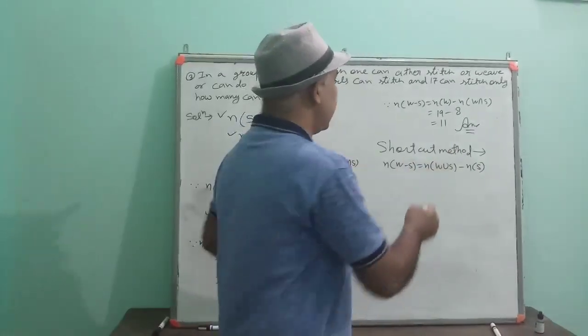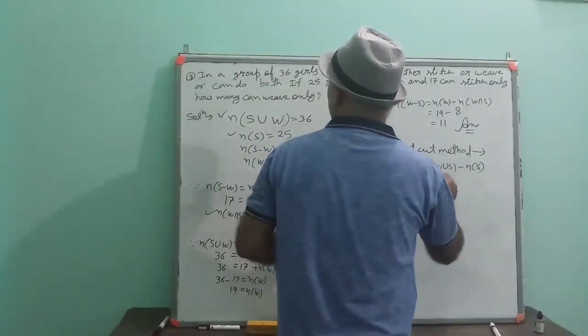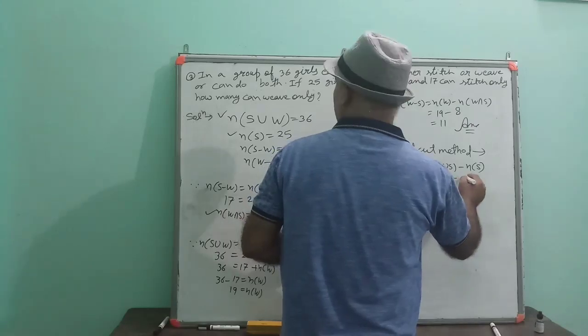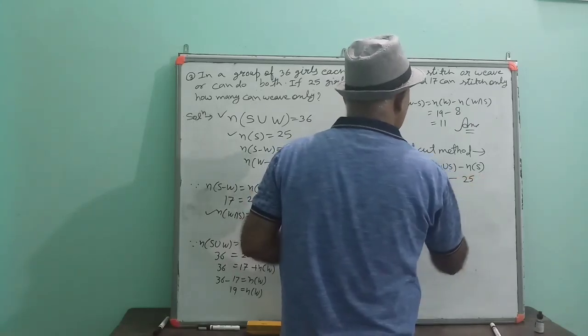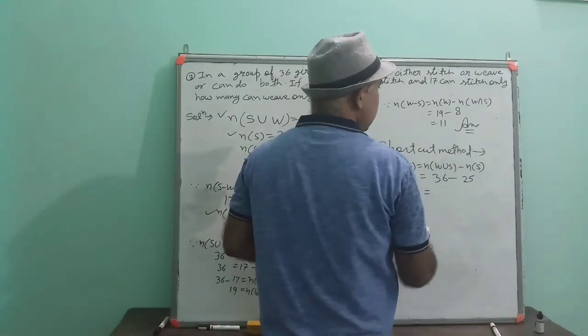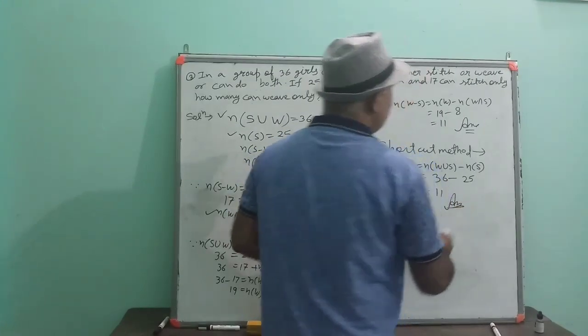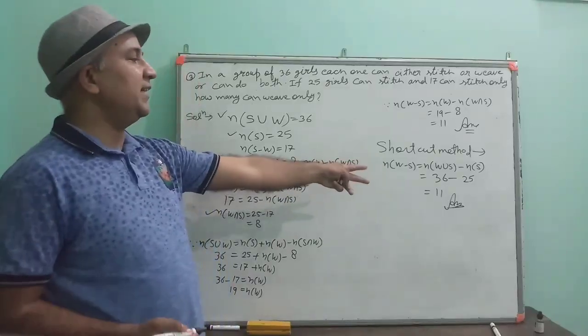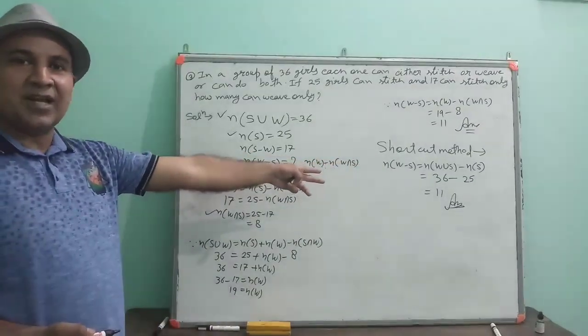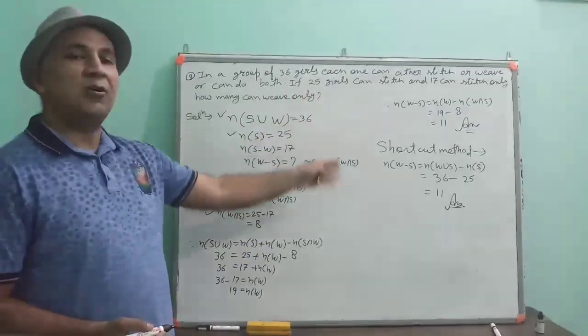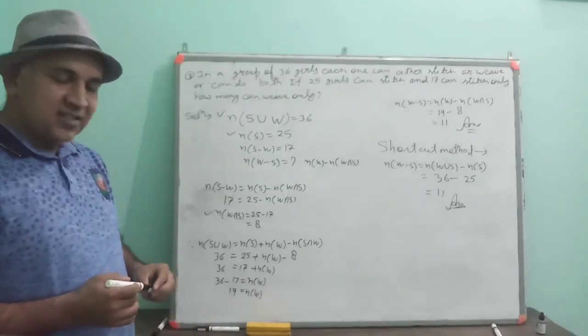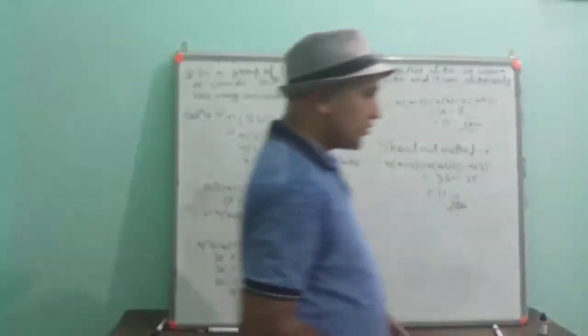And W minus S is equal to W union S minus NS. Now put the value and calculate it. Because both are given. This is given 36. And this is given 25. 36 minus 25 is 11. See. By using this formula, only in 2 steps you can get your answer. But this is a long process. Okay. Now pause the video and note down this question.